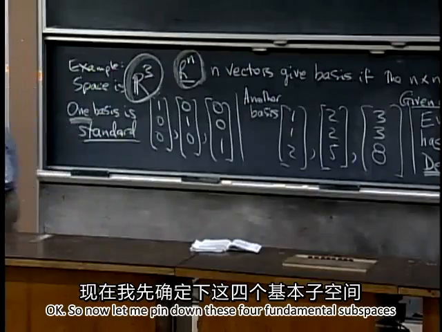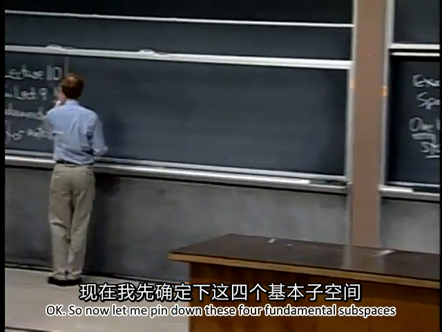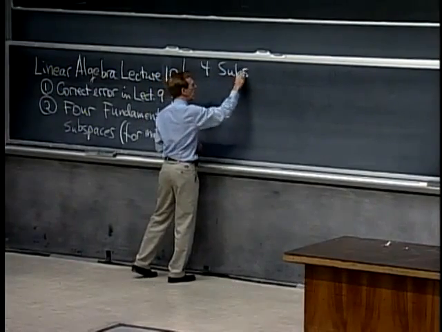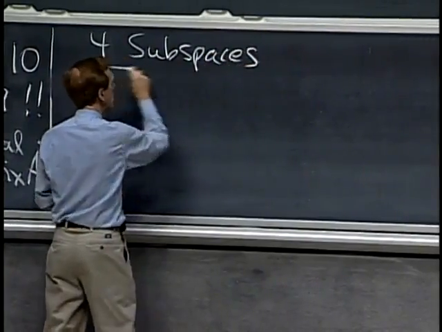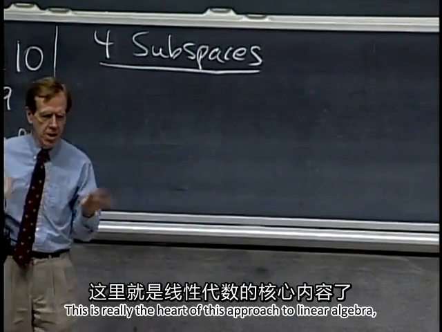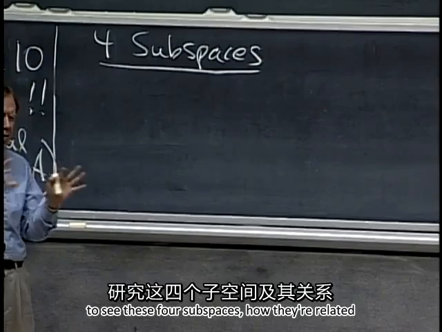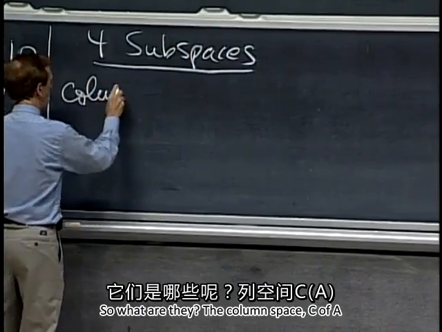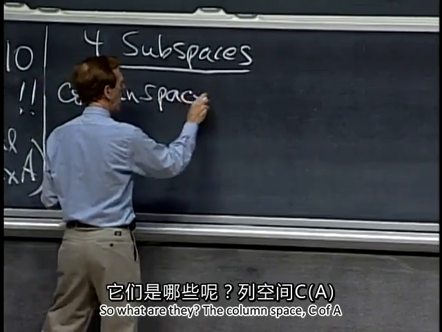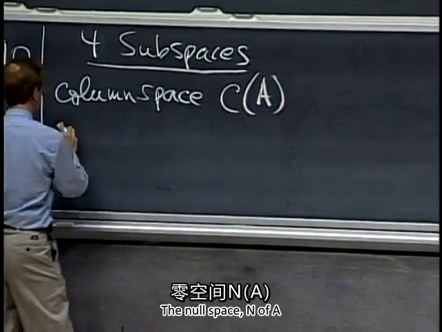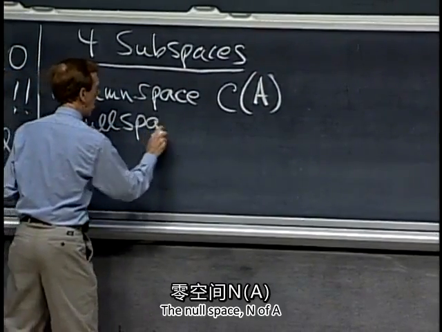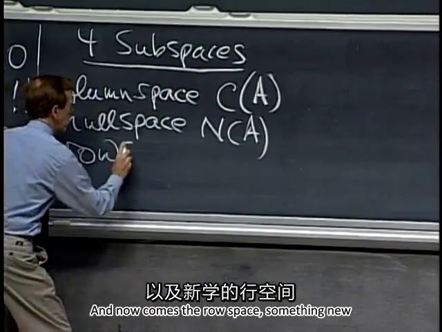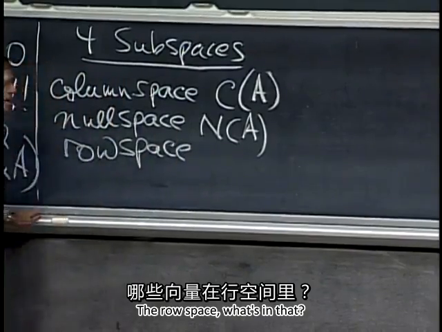Okay, so now let me pin down these 4 fundamental subspaces. So here are the 4 fundamental subspaces. This is really the heart of this approach to linear algebra, to see these 4 subspaces, how they're related. So what are they? The column space, C of A. The null space, N of A. And now comes the row space, something new. The row space. What's in that?